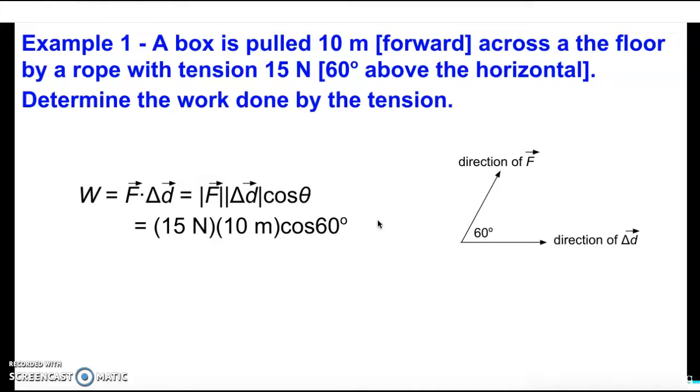I chose 60 degrees on purpose because the cosine of 60 degrees is perfectly 1/2. That makes the math a little bit easier. So when I multiply all that out, it's 75.